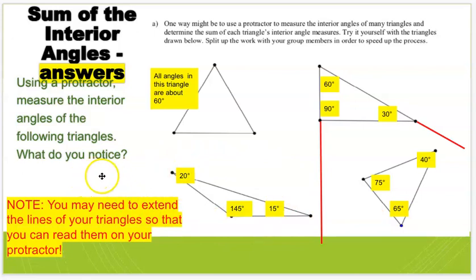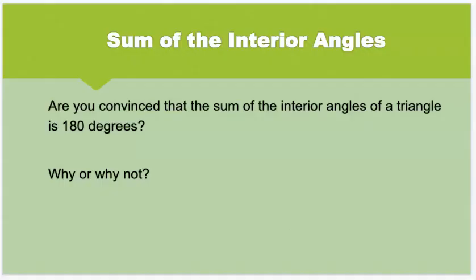But what you might have noticed is when you summed all of those angles, you might get something interesting. I got 180 degrees, or real close to 180 degrees, on all of the interior angle sums. Are you convinced? Did this prove it to you that the interior angles of any triangle is 180 degrees? Why or why not?